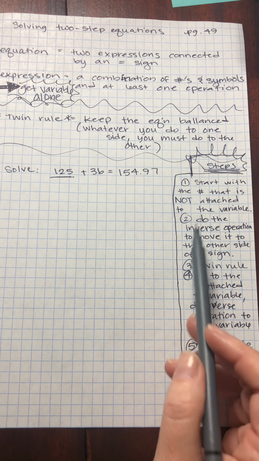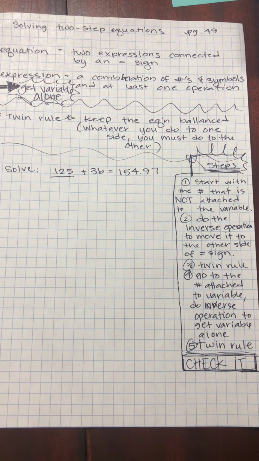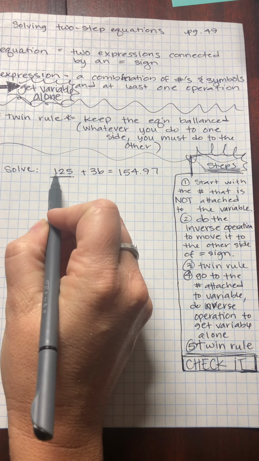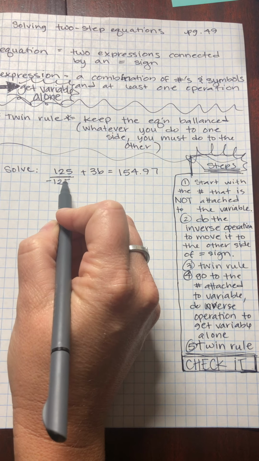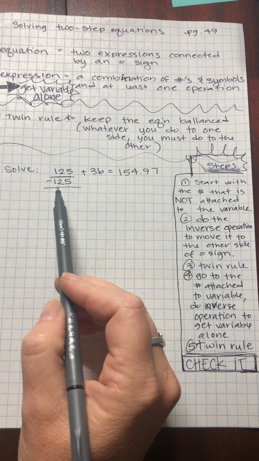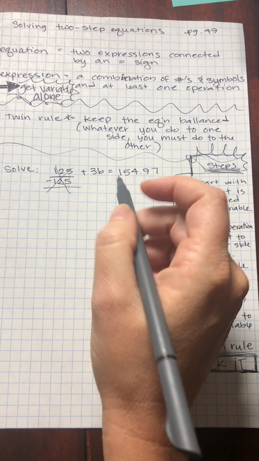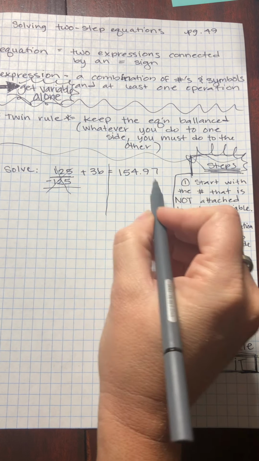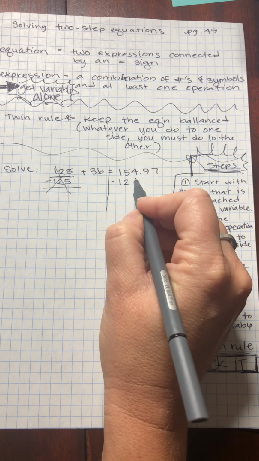Step 2, do the inverse operation so that you can move it to the other side. That means do the opposite. So this is a positive 125, so the inverse operation is minus 125. And 125 minus 125 is 0, so this falls out, right? It's gone on the left. So then we need to do it on the right, that twin rule. Whatever we do to one side, we have to do to the other.